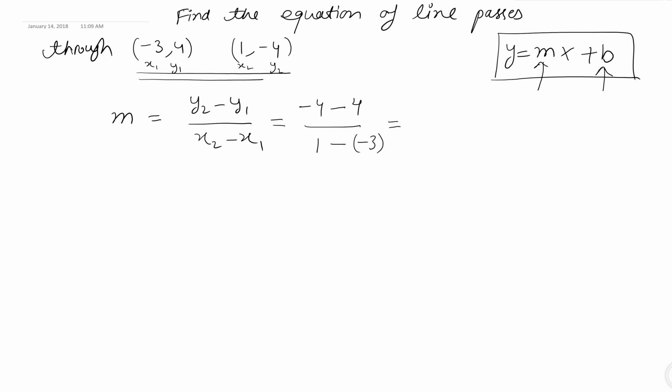Now we solve that part. Negative 4 minus 4 is negative 8, divided by 1 plus 3. Negative turns into positive. So we got negative 8 divided by 4, and 8 divided by 4 is 2, so minus 2. So minus 2 is the slope of the line which passes through these 2 points, right? Now we have the slope. Slope is minus 2.